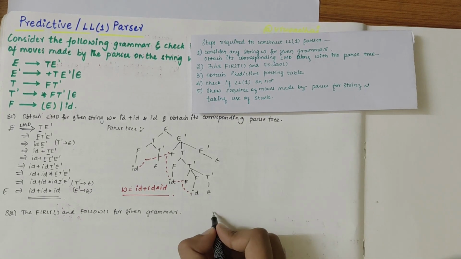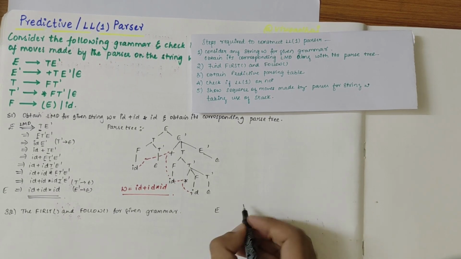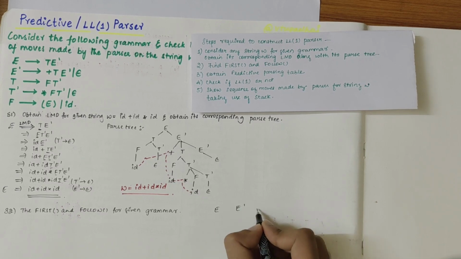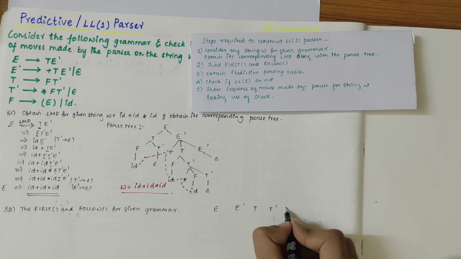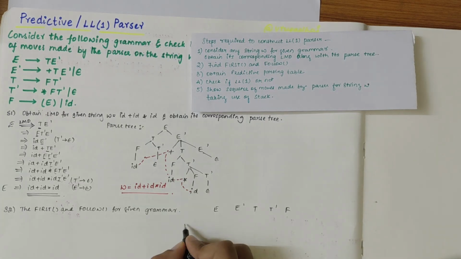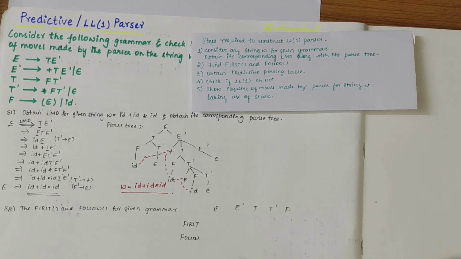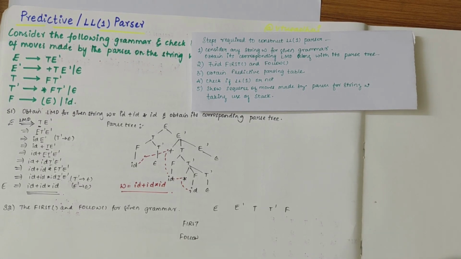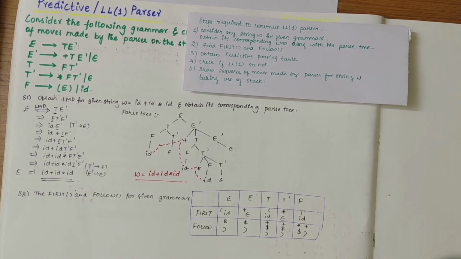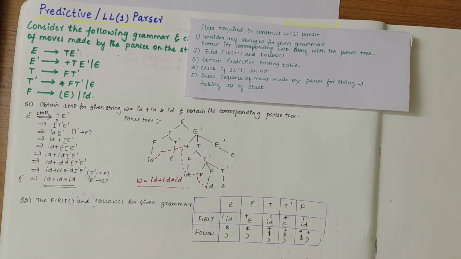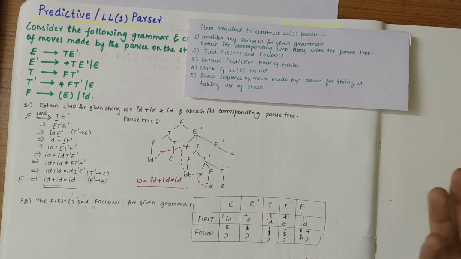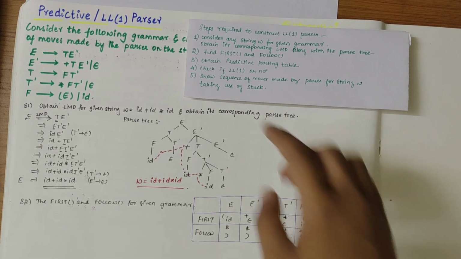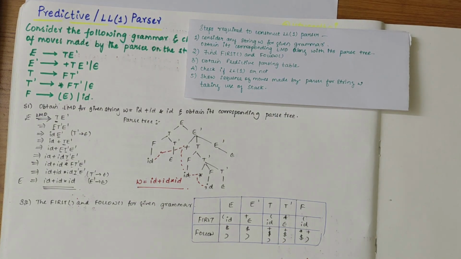So here I'll write all the non-terminals here, E, E dash, T, T dash, and F. Here I'll write first, here I'll write follow. So let me construct a table here. So here I have constructed the table depicting the first and follow of all the non-terminals. So our next step is to obtain the predictive parsing table.